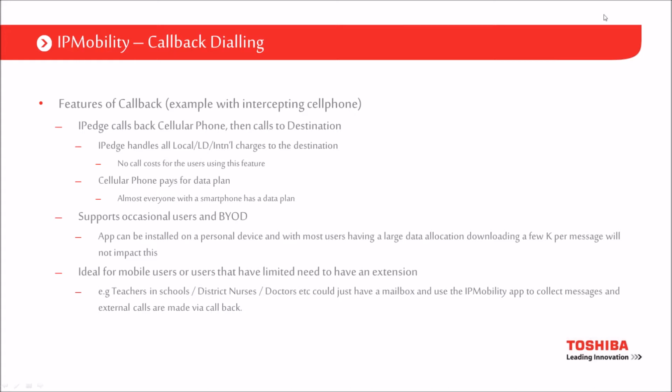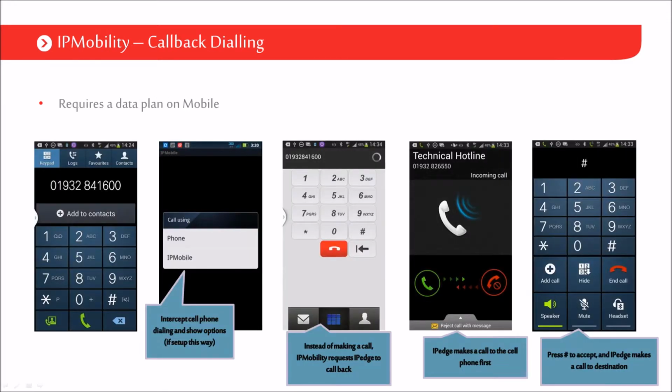So let's just. So quick example there of how callback dialing works. We punch in our telephone number into our native dialer. We then are challenged by the IPMobility app to say, Did you want to make the call via IPMobility, or did you want to make the phone call via the phone? So you just would tap on the IPMobility app, the next screen would pop up automatically showing you that it's making a dial out through IPMobility.